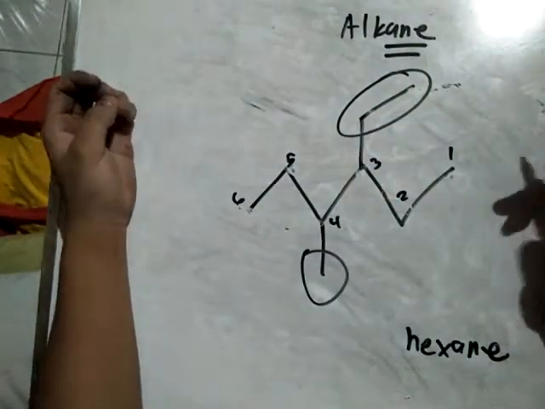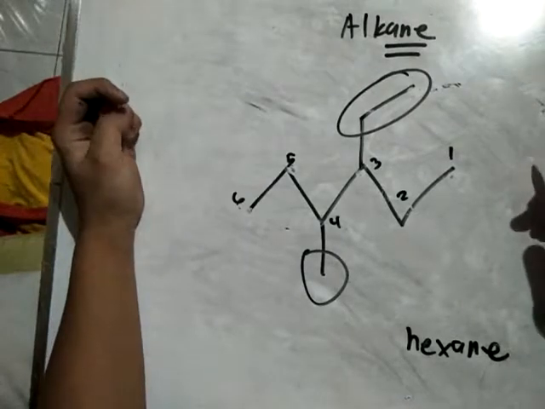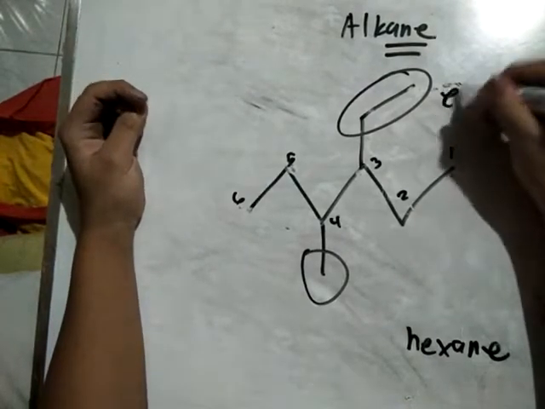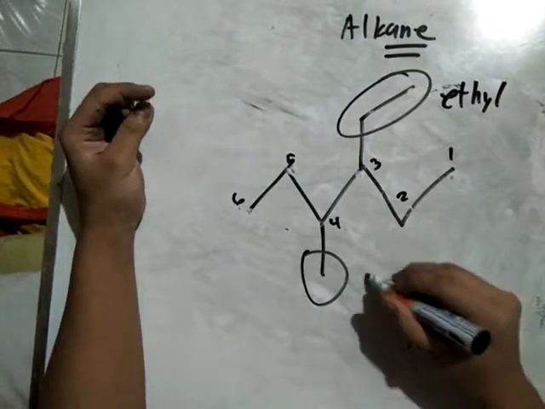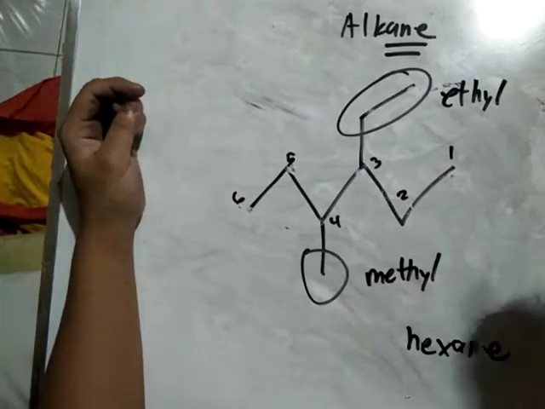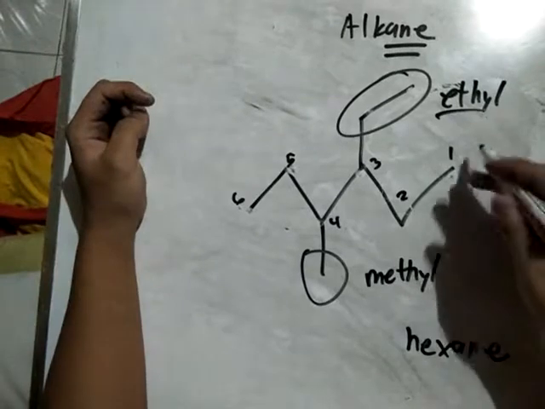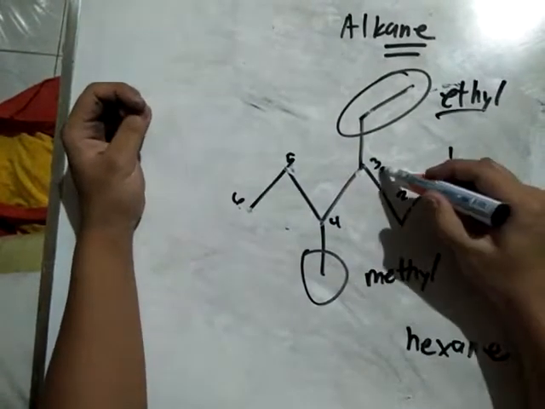So what numbering do we pick? Well, we look at it alphabetically. This is an ethyl group. This is a methyl group. Which comes first? Obviously ethyl. So this is the correct name we have, numbering lowest.